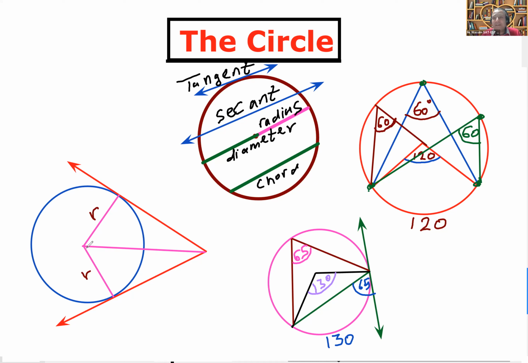Radius equals radius. That's number one. Another one. Common side. This side is common in the first triangle and the second triangle.